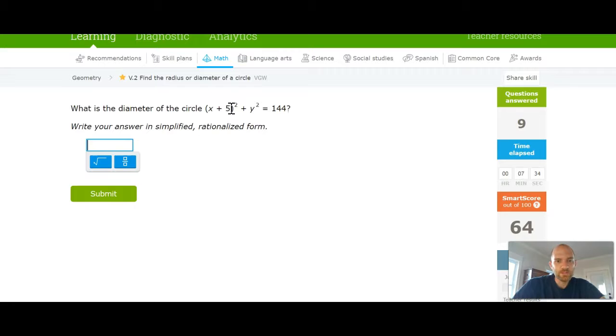Again, another diameter question. It has shifted the center. That's all this adding something in the parentheses does. It's shifted the center of the circle. We're going to take the square root of 144, which is 12. And since it's asking us for the diameter, we're going to double it. 12 times 2 is 24.